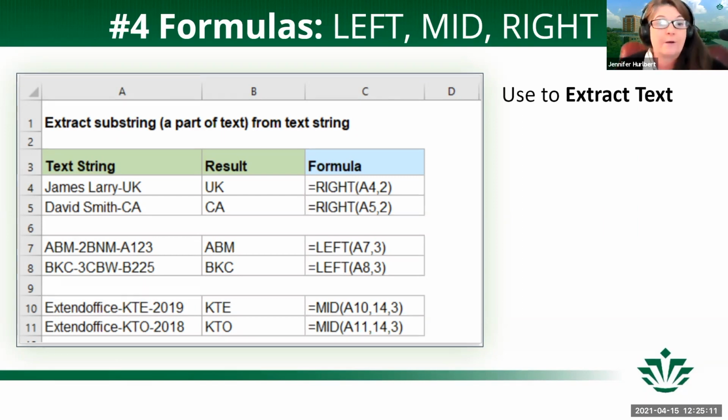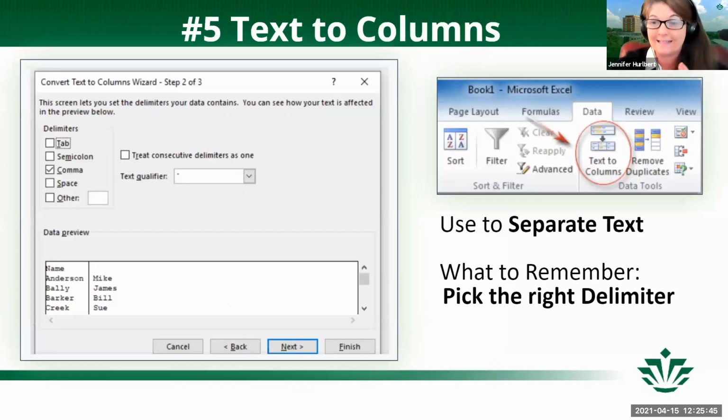MID is a little challenging. I don't know how often I've used it, but it allows you to select the middle, how far in you want to go and how many characters to pull out. So in this case, I look at A10. I want to go 14 characters into the middle, and then I want to pull out the next 3 characters after that. So I get KTE or KTO. So these are 3 ways that you can easily extract text without having to actually go in and pick it out. All right, next slide.